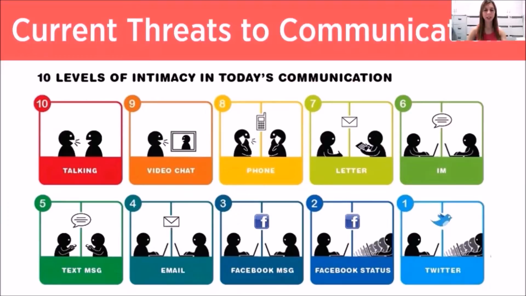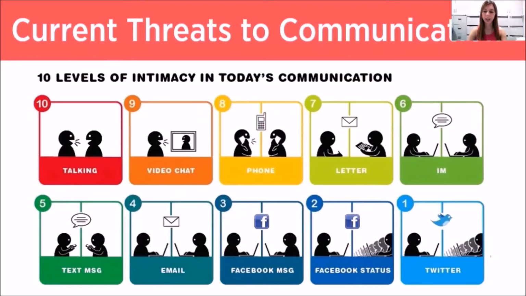Current threats to communication are based around technology. When we look at this image, we are looking at the 10 levels of intimacy in today's communication. As you can see, talking is rated as the highest level of intimacy in today's communication. That's because we are getting that face-to-face interaction where we can immediately assess somebody's reactions, understanding, as well as addressing any concerns or issues or clarification that needs to be made between the sender and receiver of a message.